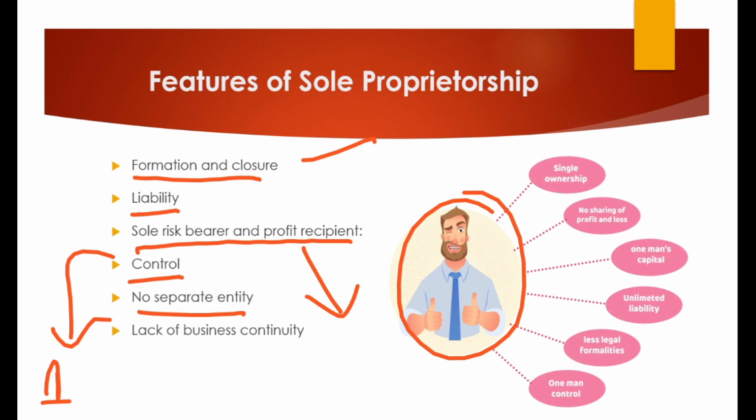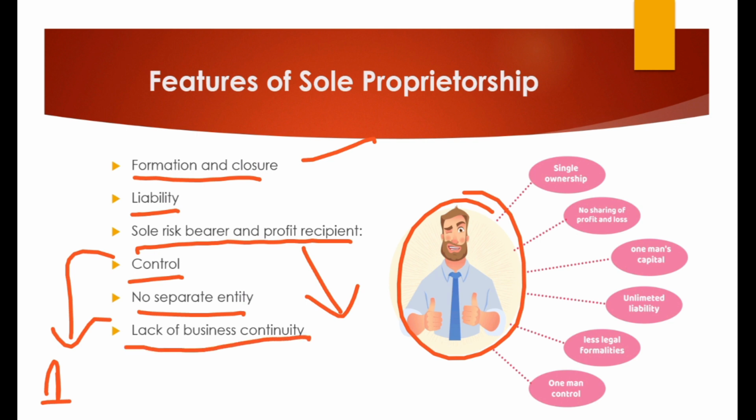No separate entity. Since he is the single owner, whatever the debts, whatever the profits the business is making is all his. So there is no separate entity. If the business is liable to pay any debts, it means that he is liable to pay the debts.